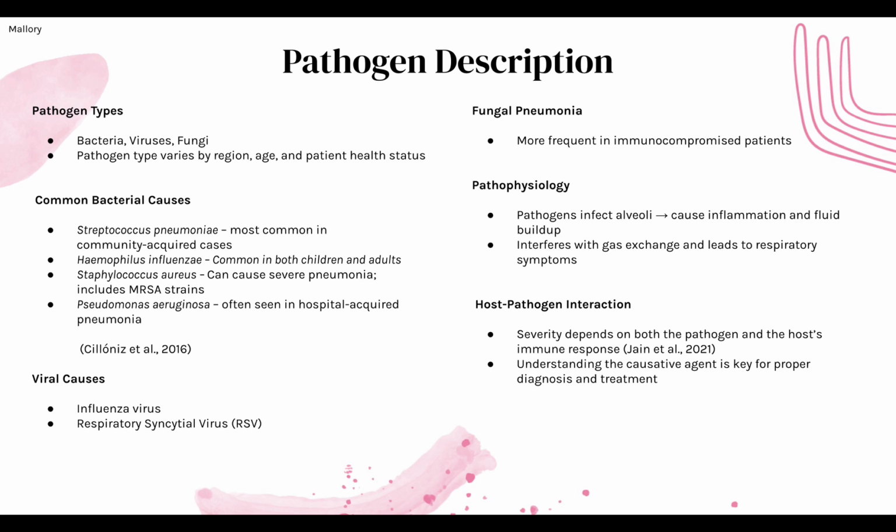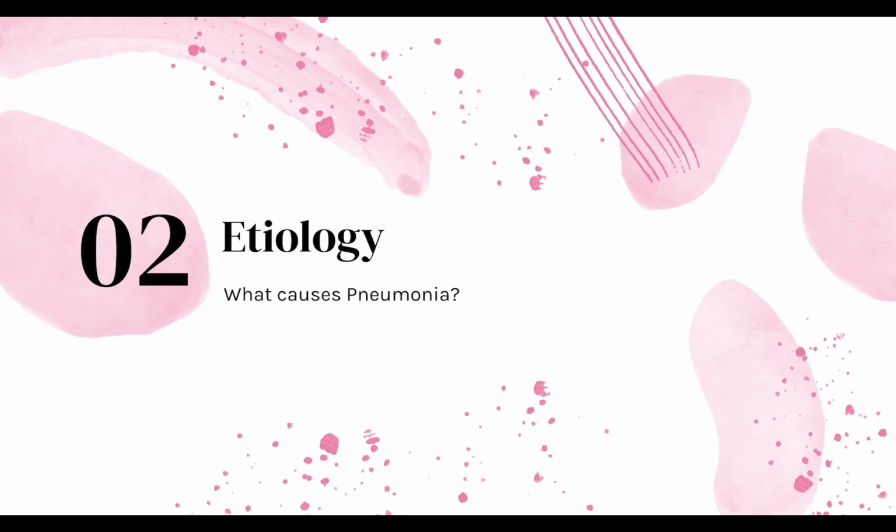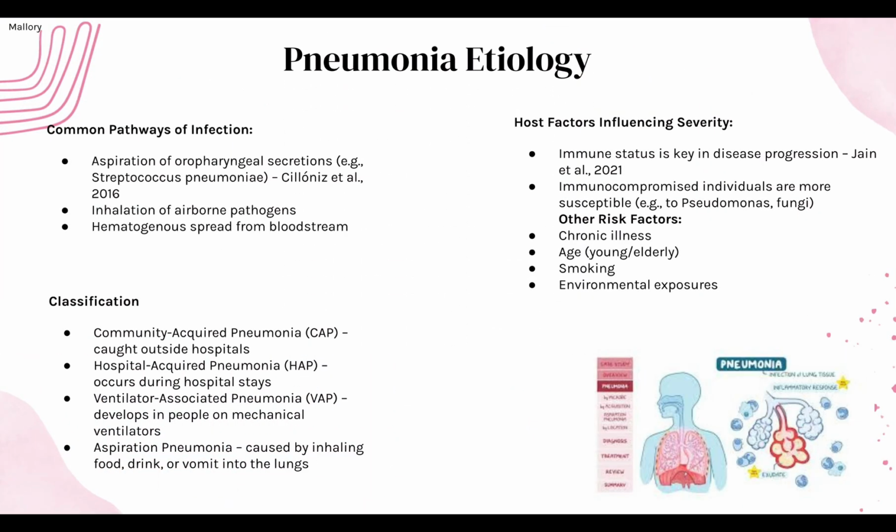Now that we've looked into the key pathogens, let's take a closer look at how these infections begin and what factors contribute to the development of pneumonia. Pneumonia develops when pathogens bypass normal respiratory defenses and establish infection in the lungs. Common routes include aspiration of oropharyngeal secretions, inhalation of airborne organisms, or hematogenous spread.